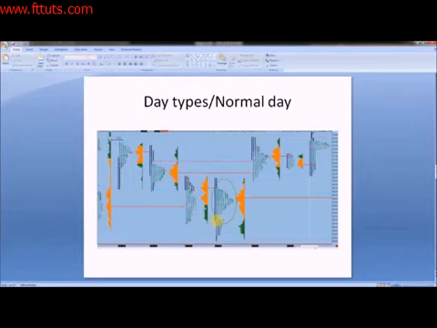However, they are so rare that to find it, I wanted to get a rubber and scrub off the bottom bit, because they're not that often. They don't happen often. But that is what a normal day would look like. Large initial balance, and buyers and sellers cut it off at either end, and we spend the rest of the day rotating in that initial balance.